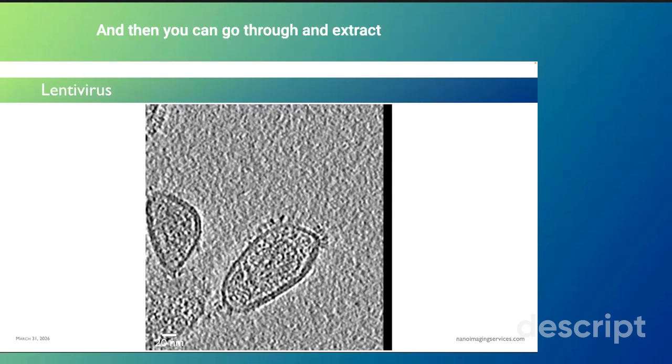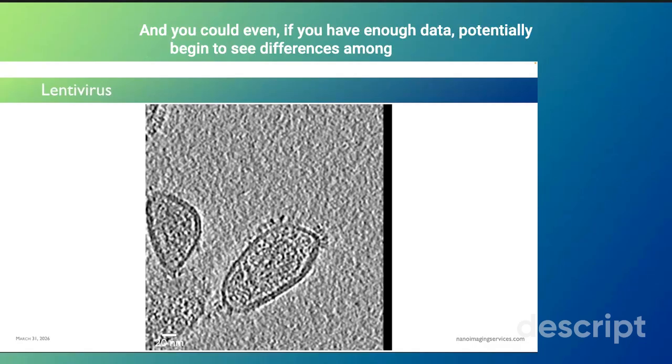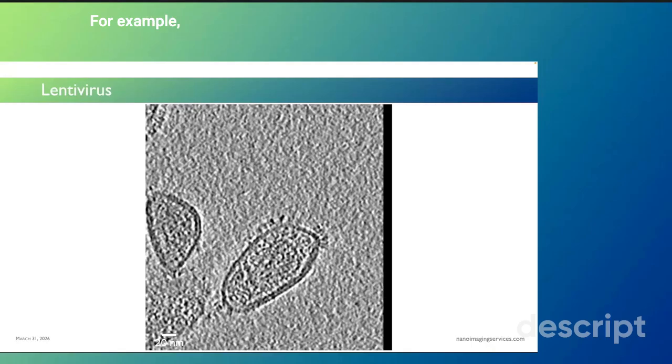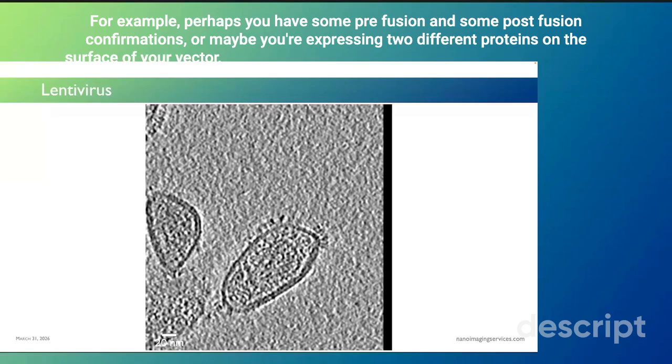And then you can go through and extract each one of these proteins, and hopefully they're caught in many different orientations, and then you can use this single particle averaging technique to generate high resolution 3D structures for the proteins. And you could even, if you have enough data, potentially begin to see differences among the population. For example, perhaps you have some prefusion and some postfusion conformations, or maybe you're expressing two different proteins on the surface of your vector, and you want to confirm that both are being displayed.